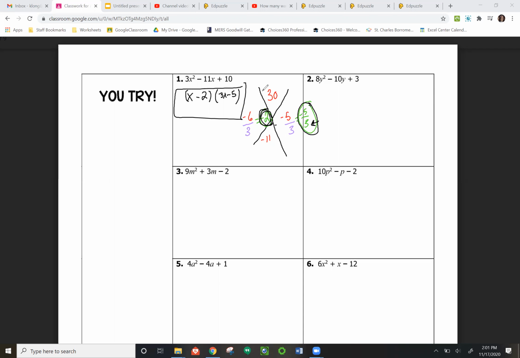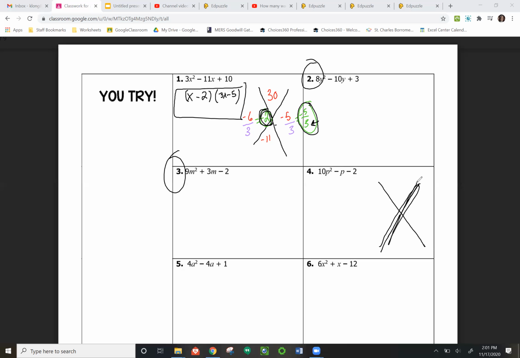I'm going to let you guys do number 2 and number 3. I'm going to work out number 4. So I have a trinomial where the leading coefficient is not 1. Also I can't factor anything out, right? There's nothing that can divide into 10, negative 1, and negative 2. So I'm going to have to use my x method.